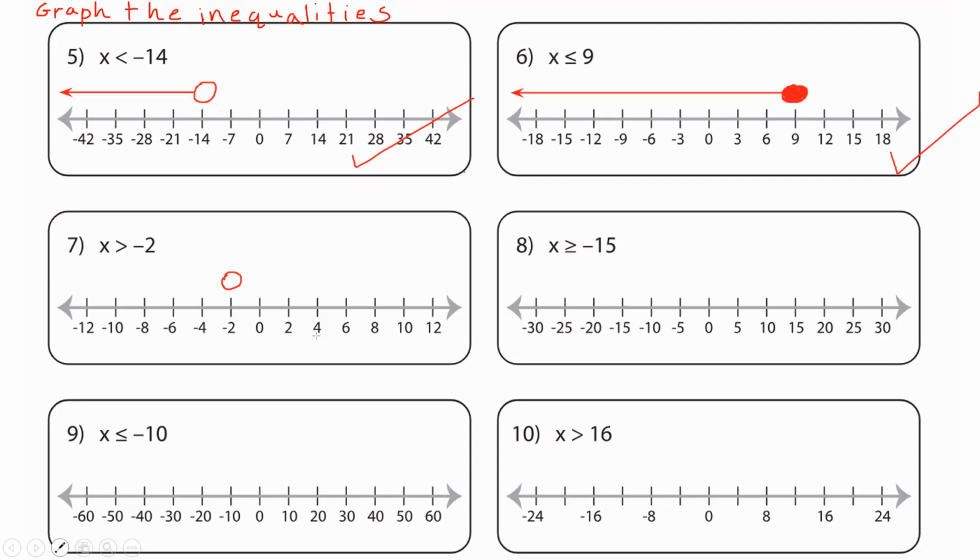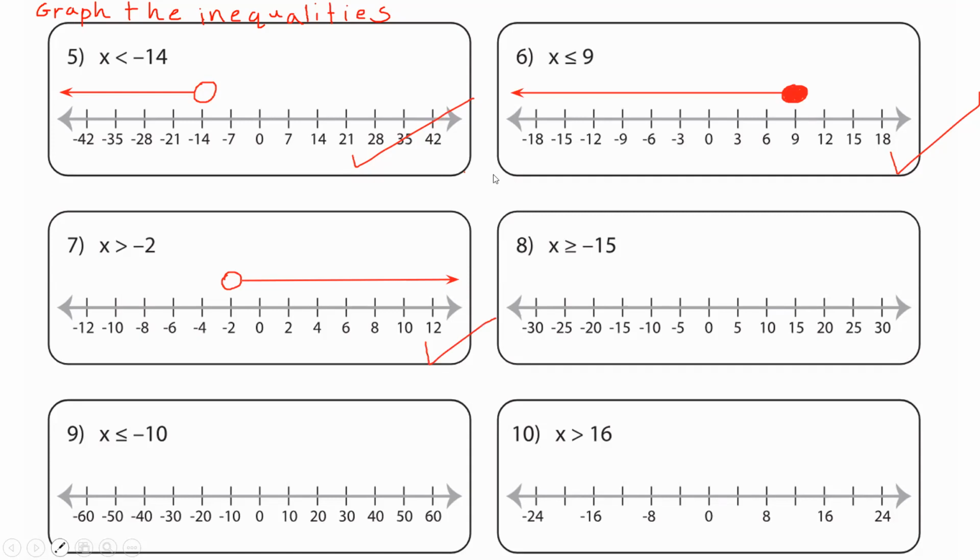2, 4, 6, and 8. Very good. 2, 4, 6, 8, 10, 12. So these are going to be numbers to the right or to the left? To the right. So that means we're going to draw an arrow to the right. And that's how we draw x is greater than -2. Understand that? Yes. Good. The rest of you, did you get this? Yes, sir. Good. x is greater than -2.